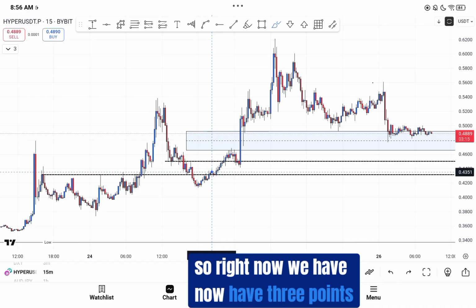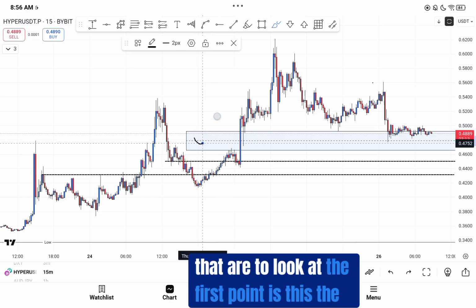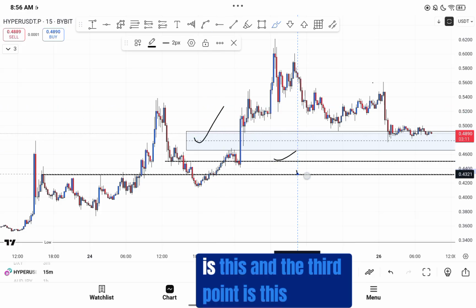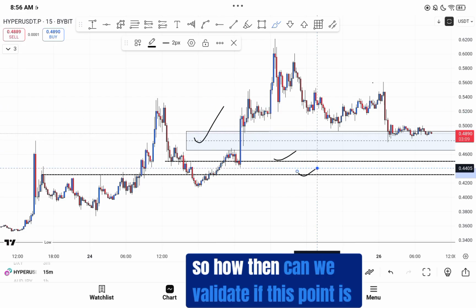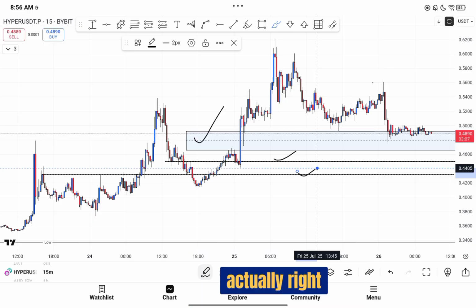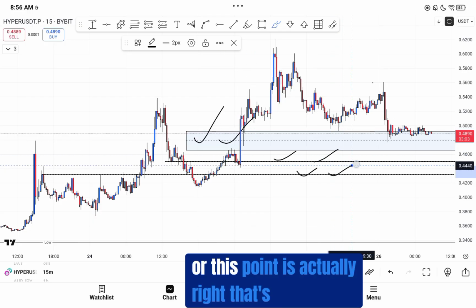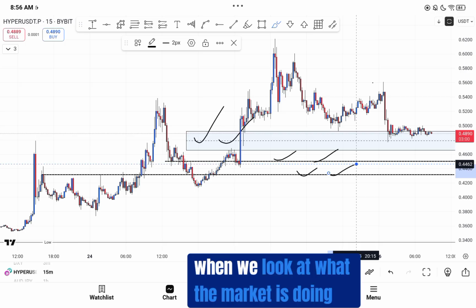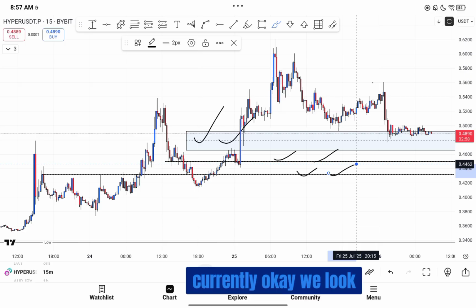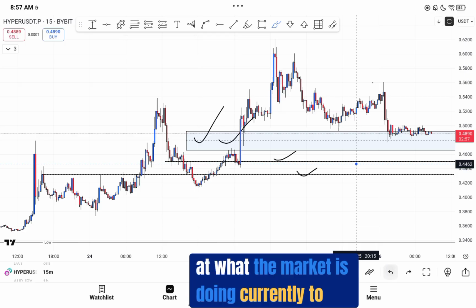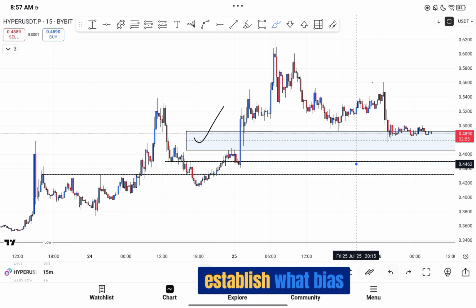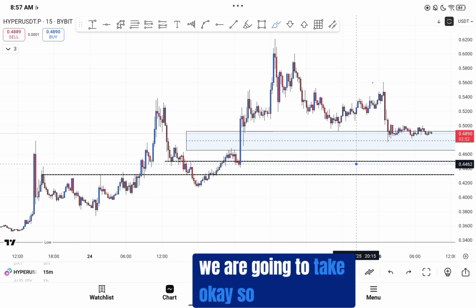Okay, so right now we have 3 points that we have to look at. The first point is this, the second point is this, and the third point is this. So how then can we validate if this point is actually right, or this point, or this point? That's when we look at what the market is doing currently, to establish what bias we are going to take.